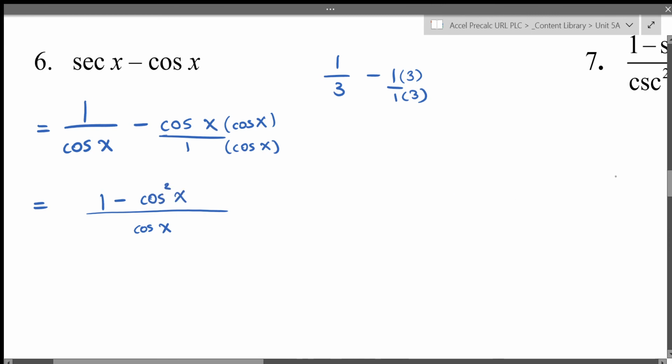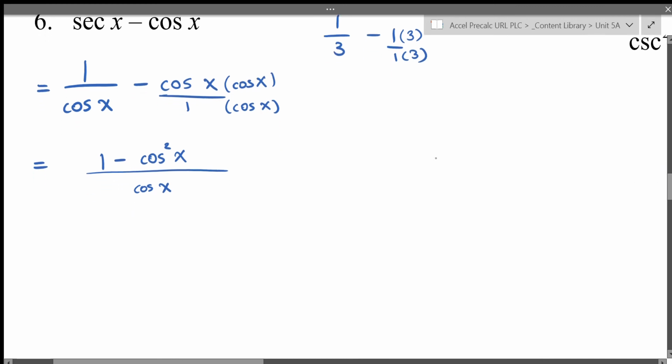Okay, now we're going to work with something. 1 minus cosine squared x. Okay, if you think about this identity, sine squared x plus cosine squared x equals 1, you can solve that for 1 minus cosine squared x. So this should say sine squared x equals 1 minus cosine squared x. So 1 minus cosine squared x is nothing else than sine squared x. So you're going to replace the numerator here with sine squared x over cosine x.